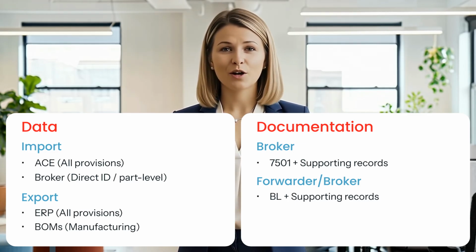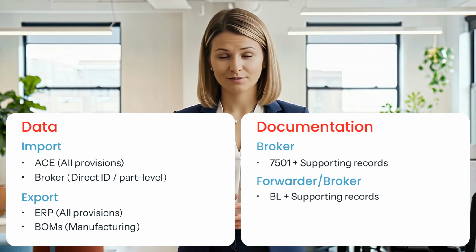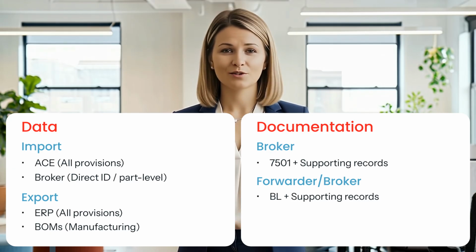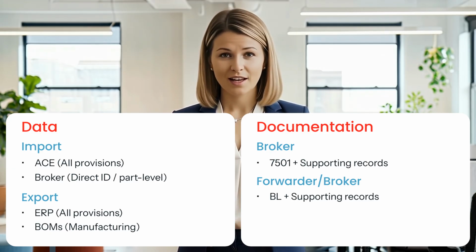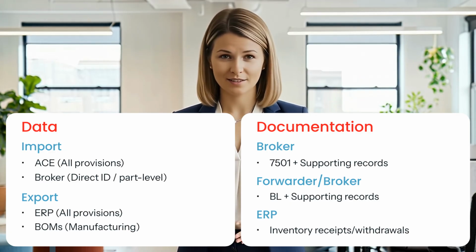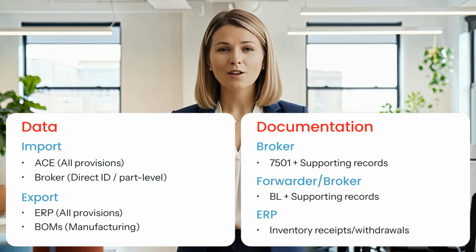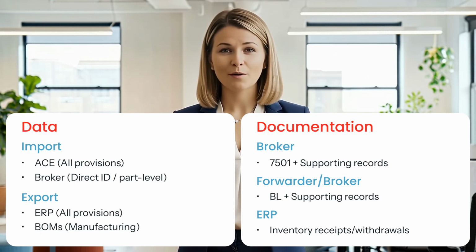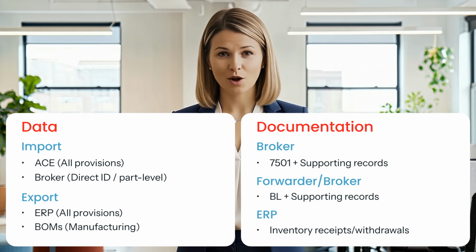On the bill of lading, your company must appear as the shipper, designating you as the exporter of record. In the event of a desk review or audit of your claims from customs, your ERP system will be used to generate inventory receipt and withdrawal records. Keep in mind, all documentation must be retained for up to 3 years from the date of liquidation of your drawback claims.